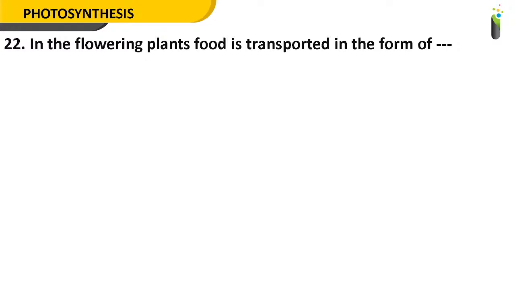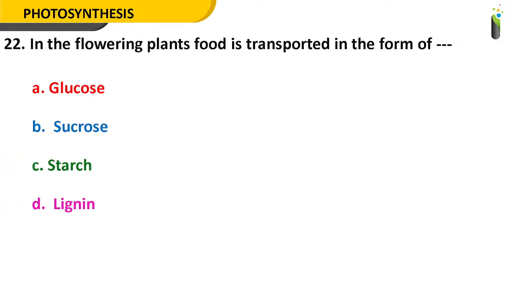Coming to the next question, number 22. In the flowering plants, food is transported in the form of dash. A. Glucose. B. Sucrose. C. Starch. D. Lignin. Correct answer is sucrose. In the flowering plants, the food is transported in the form of sucrose. Please keep this in mind.